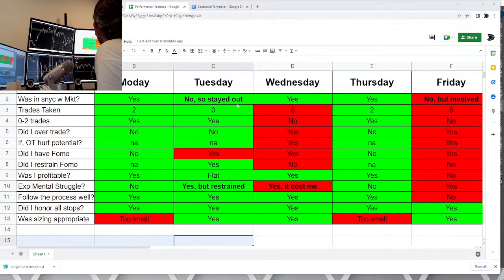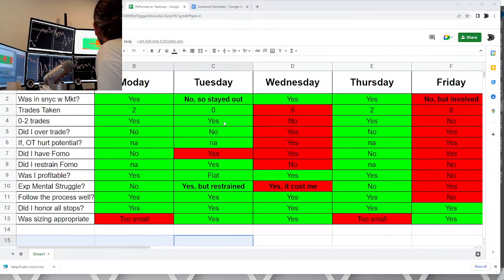Friday, let's look at this one. Was I in sync with the market? This is probably the worst answer you want, right? So on Tuesday, I didn't feel I was in sync, but I stayed out. Friday, was I in sync? No, but I got involved. That's not good. Trades taken, 6.